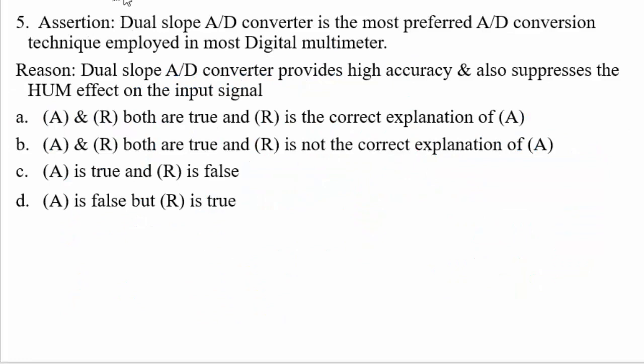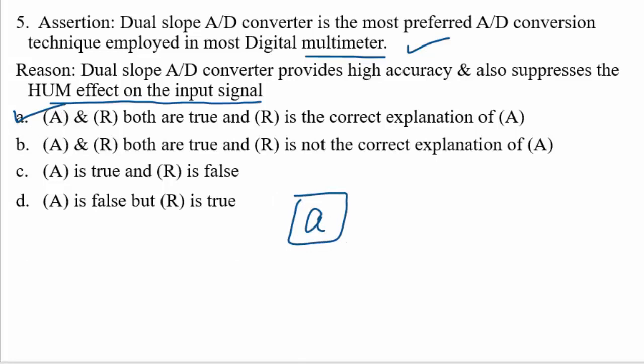Fifth question, what they are given is: dual slope A to D converter is the most preferred A to D conversion technique employed in most digital multimeters. This statement is a true statement. The reason they are telling is: dual slope A to D converter provides high accuracy and also suppresses the hum effect on the input signal. Even this statement is a true statement. So assertion is correct, reason is correct, and reason gives the proper explanation for assertion. So option A is correct.